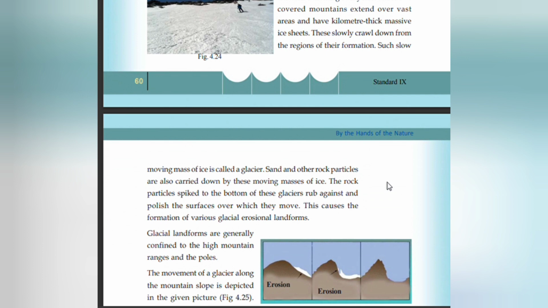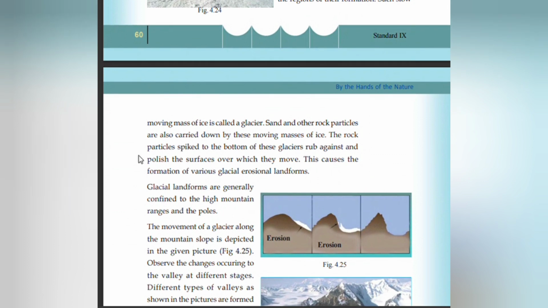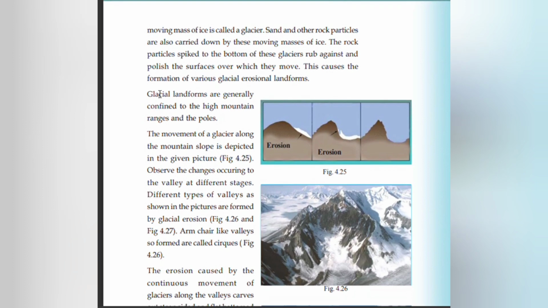Sand and other soil particles and rock particles are also carried down by the moving masses of ice. The rock particles stick to the bottom of the glaciers, rub against and polish the surface over which they move. This causes the formation of various glacial erosional landforms. Glacial landforms are generally confined to the high mountain ranges and the poles. The movement of a glacier along the mountain slope is depicted in the given picture.